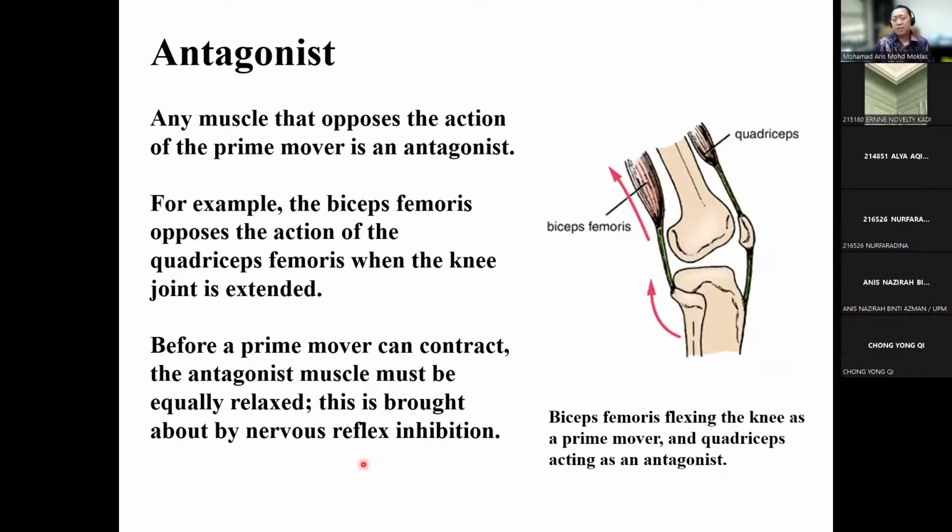Meaning that in order for you to have a smooth movement, for example, from a sitting position to standing up, of course it involves a lot of muscles, but we concentrate on the knee area. When you stand up, the quadriceps will contract, but at the same time the biceps femoris will also contract and release slowly. Why? So that when you stand up, the movement will be smoother, with no interruptions. That's the main function of the antagonist: to antagonize the movement, to make sure that the movement is smooth.